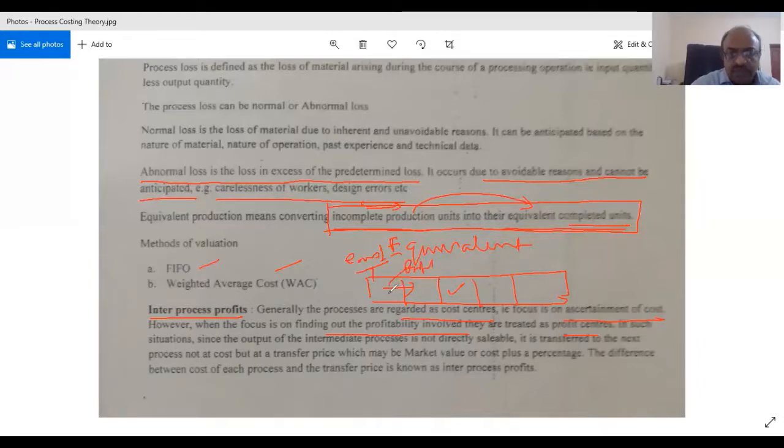As a result, when they send the goods to the next process, not at cost, but at an inflated price or selling price that is decided. Selling price is for the final product, but here they will fix a price for transfer from one process to another. Since the output of the intermediate process is not directly saleable, it transfers to the next process not at cost, but at a transfer price, which may be market value or cost plus a percent. The difference between the cost of each process and the transfer price is noted as inter-process profit.